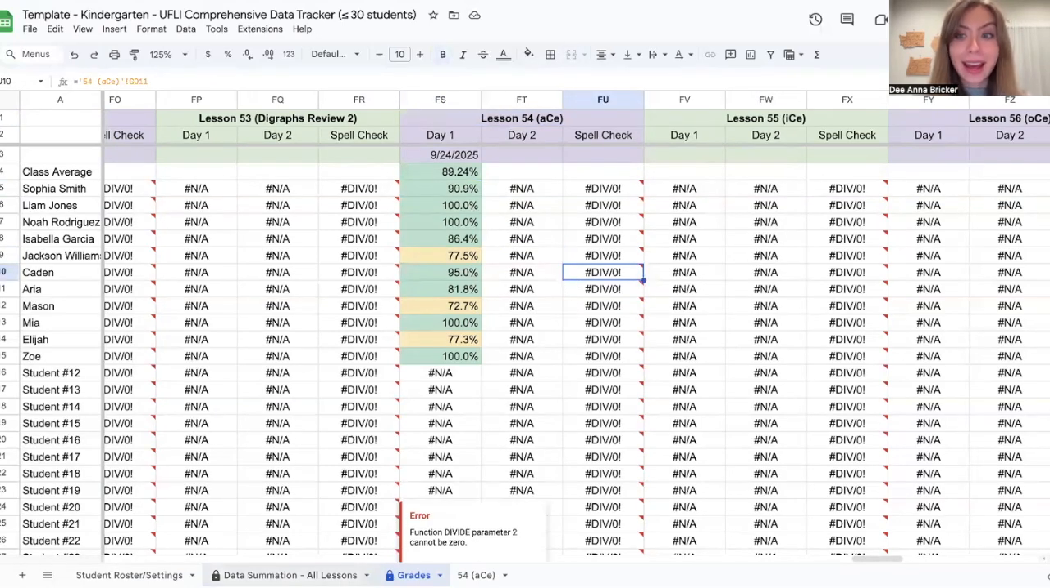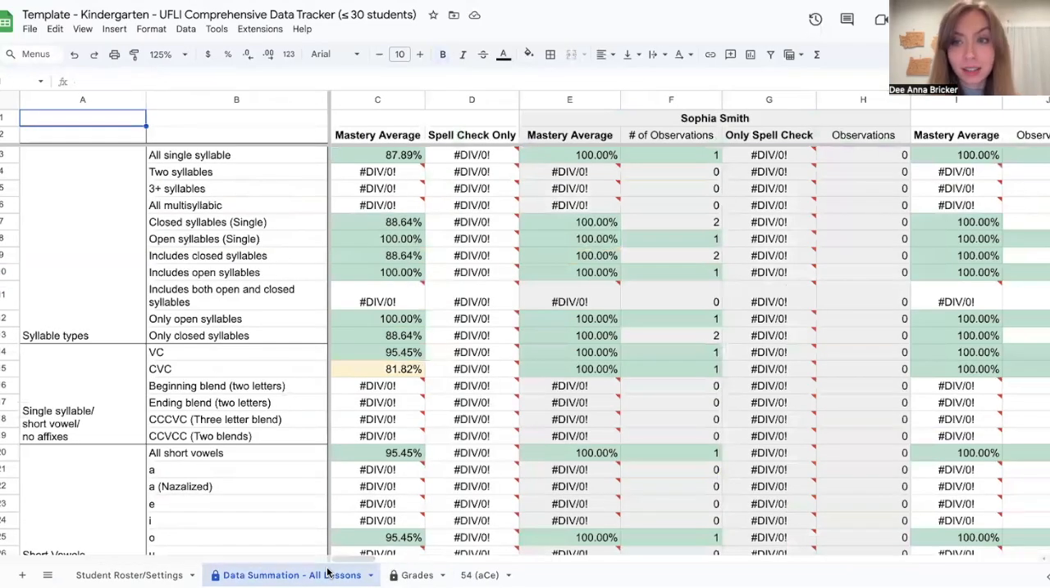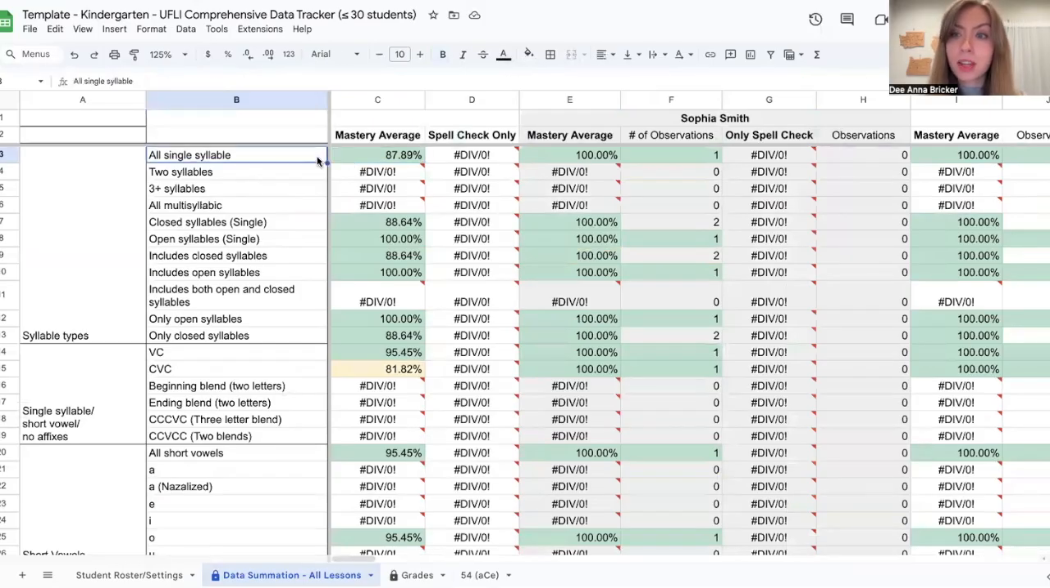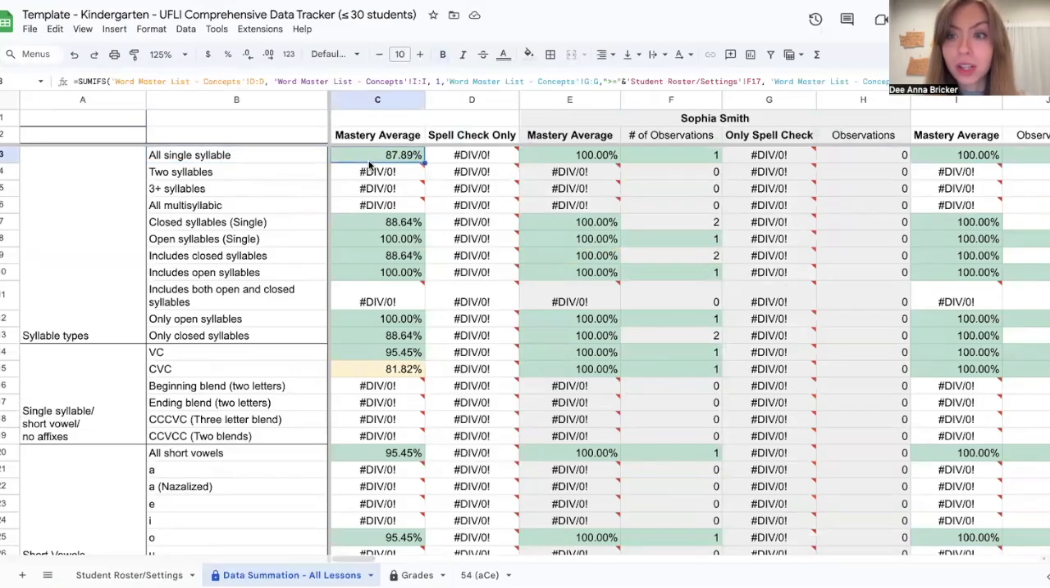The last place that I see data, and this is really what makes me excited, is the data summation tab. The data summation tab tells me their percentage accuracy for all words that contain that concept. So some of these are going to be more precise than others. For example, all single syllable words, there's not going to be any words counted that aren't single syllables. So that's kind of like a broader concept. Same thing here with closed syllables. It's a pretty accurate measure of how they're spelling closed syllables or open syllables.